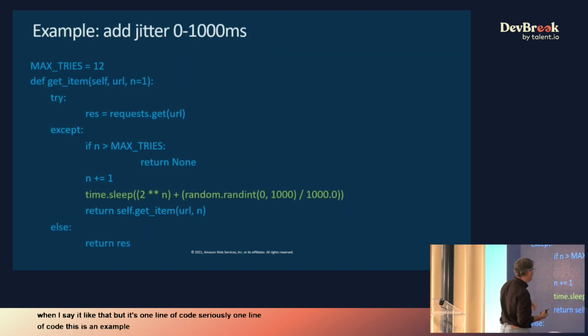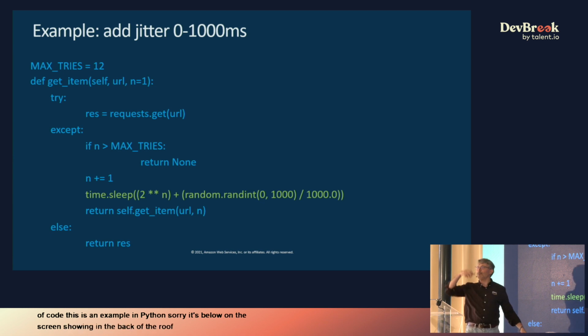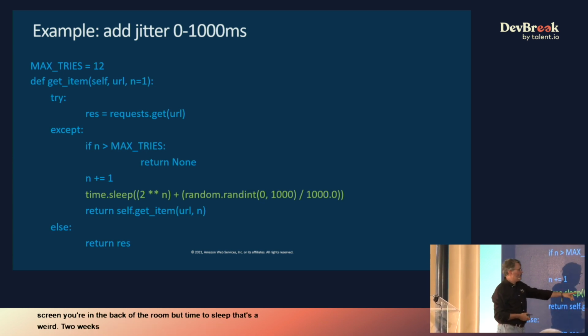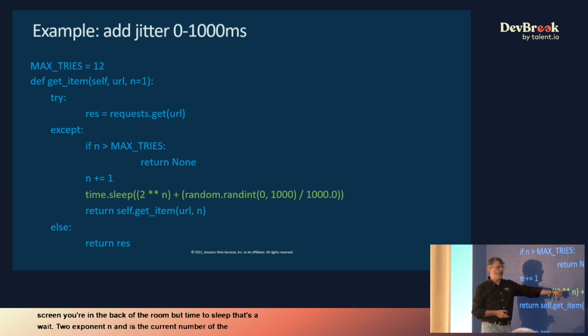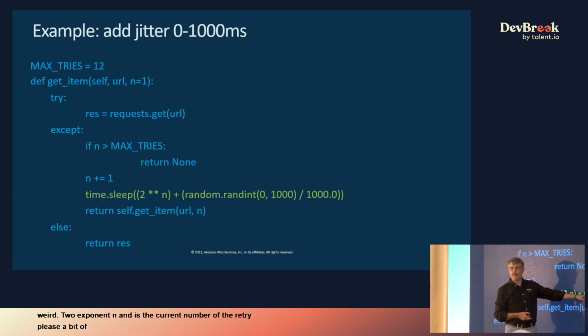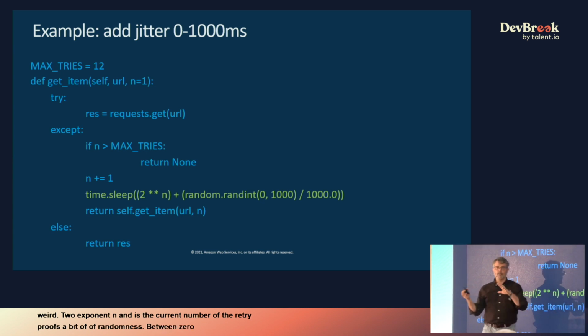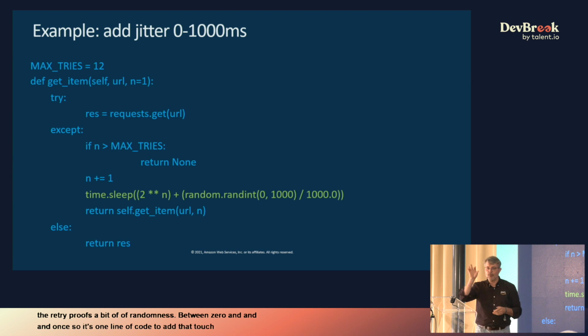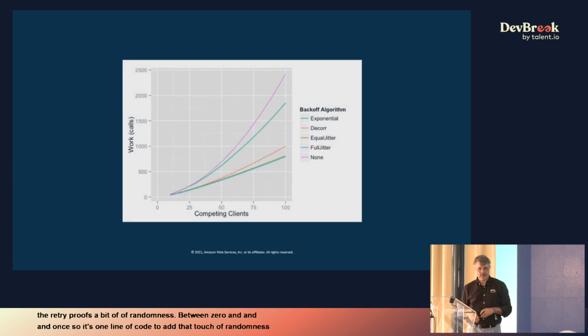This is an example in Python. Sorry, it's a bit low on the screen if you're in the back of the room. But time.sleep, that's a wait. 2 exponent n, where n is the current number of the retry, plus a bit of randomness between 0 and 1 second. So it's one line of code to add that touch of randomness.